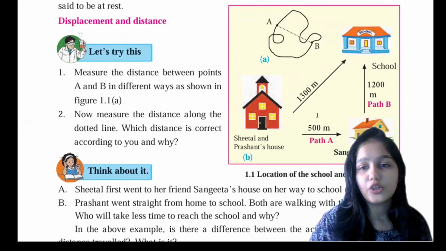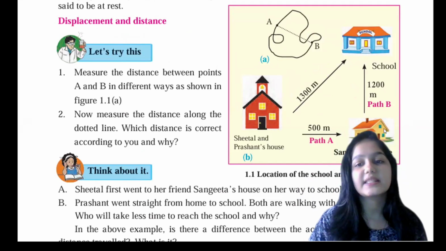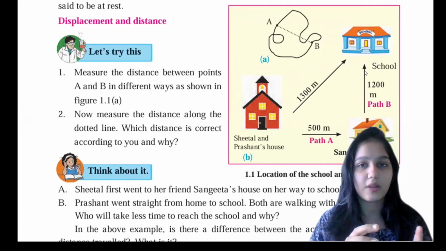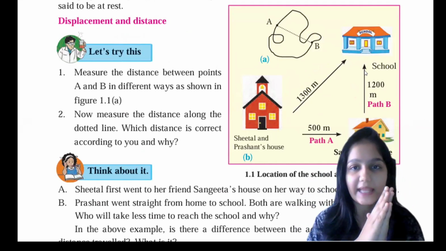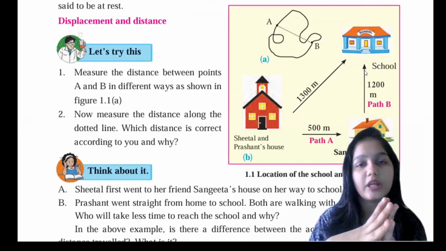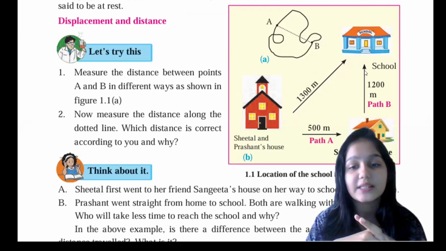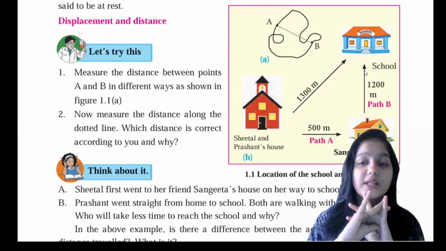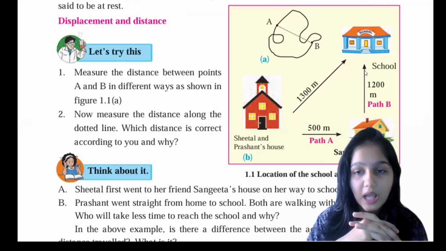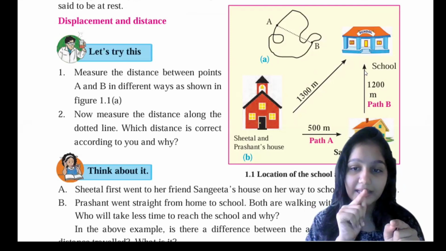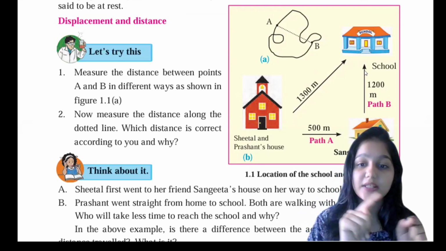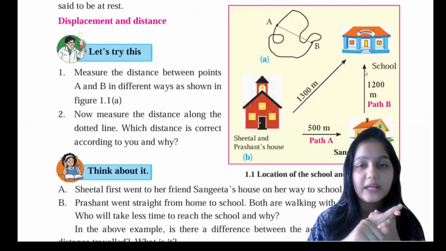Now, this is Sangeeta. Sangeeta is living here. Sheetal is living here. The school is here. Okay, let's start with this concept. Sheetal is living here, and the path from Sheetal's house to Sangeeta's house will be called path A, and the path from Sangeeta's house to the school will be called path B. From Sheetal's house it is path A, from Sangeeta's house it is called path B. Okay, so now if Sheetal has to travel 500 meter and then 1200 meter, that is a huge distance for her to travel. If you calculate 1200 plus 500 makes it 1700.